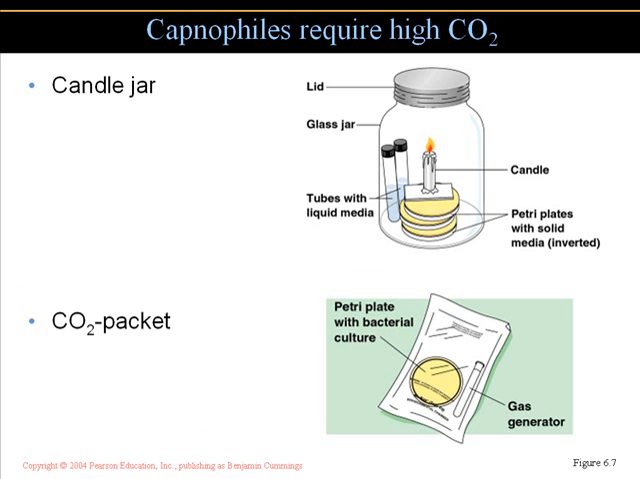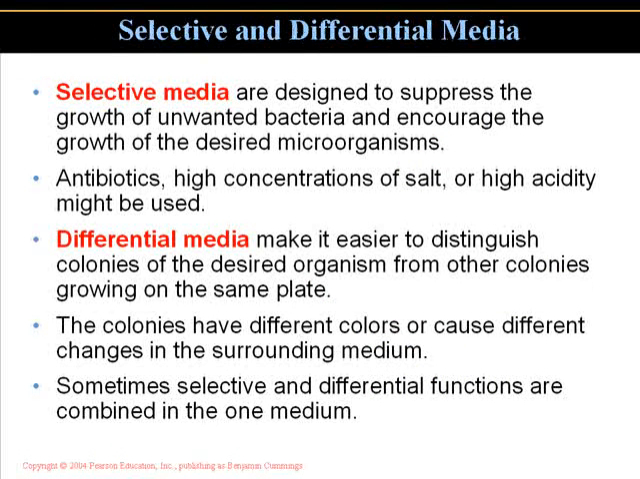You also can have a chemical packet, a CO2 packet, which has a gas generator in it. Again, you see the Petri dish inside the bag. You typically will break this generator, a chemical compound that you can utilize. You break the test tube, which is inside the bag. Again, it generates CO2 and drives off O2.